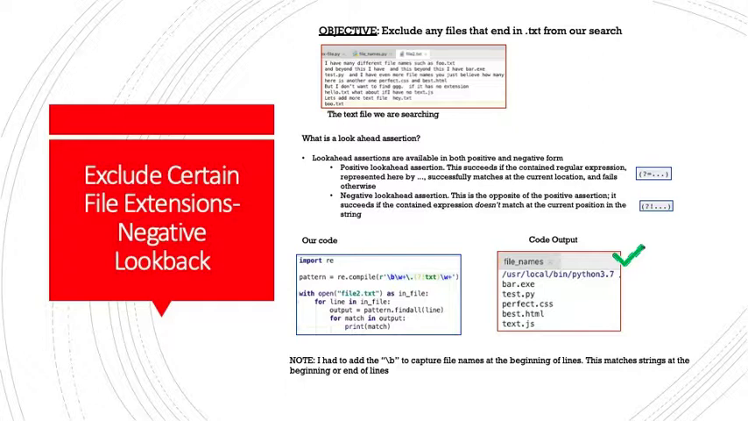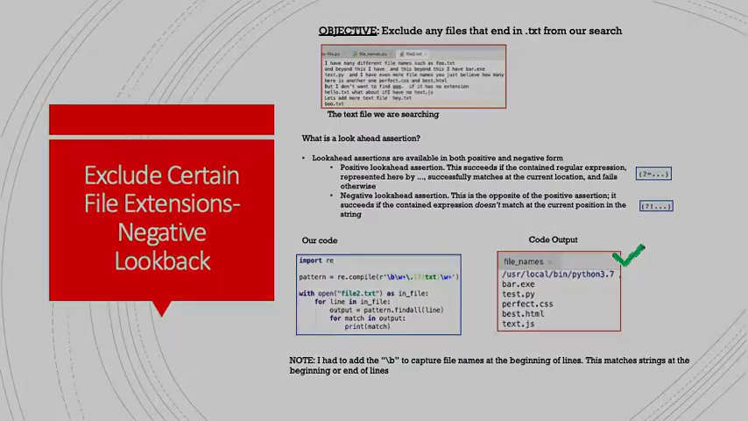So our code: re.compile, \b, our boundary, \w+, which is one or more alphanumeric characters, a literal period. Then we have a group here, which is our negative lookahead, the question mark, the bang, then txt, and then we have our \w. I had to add the \b, the boundary, to capture file names at the beginning of the lines. So it's the same thing in terms of our with statement, with open file2.txt as in_file.